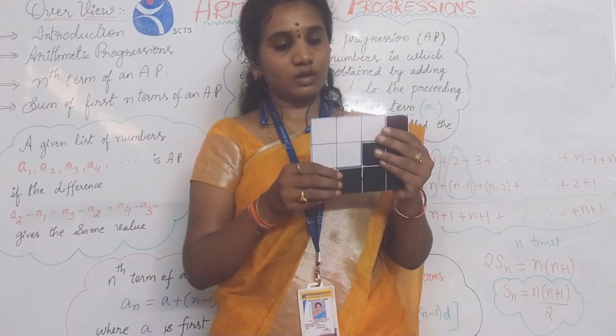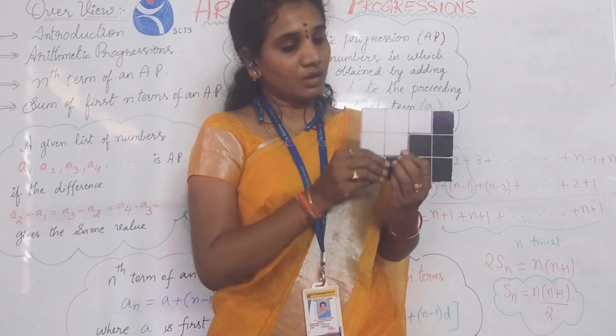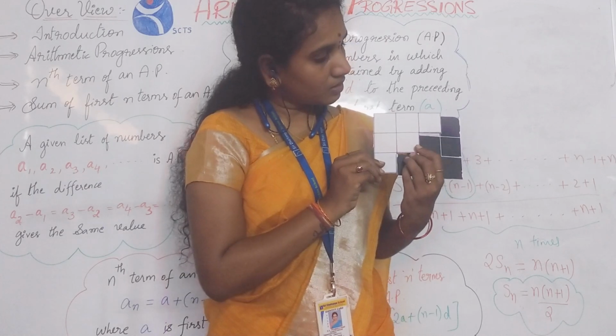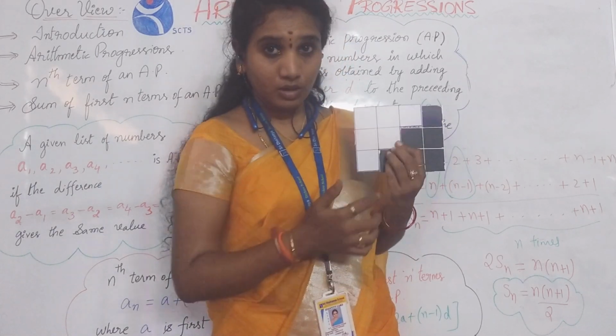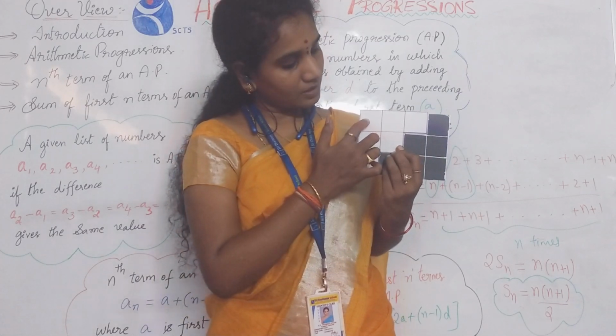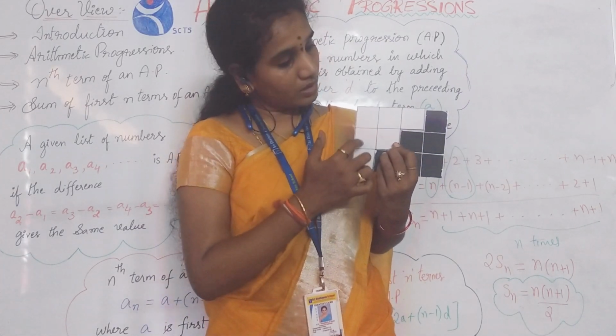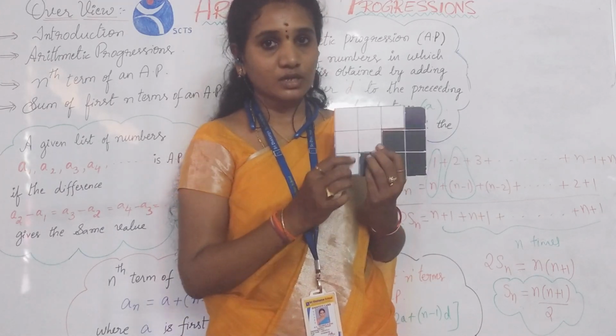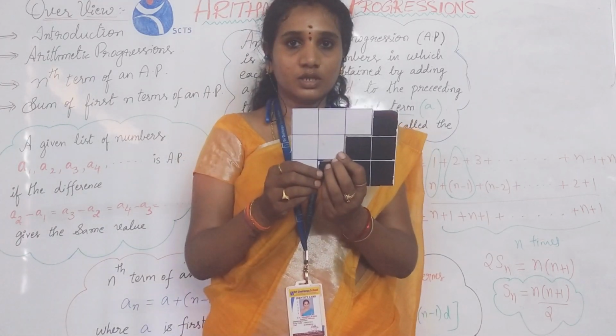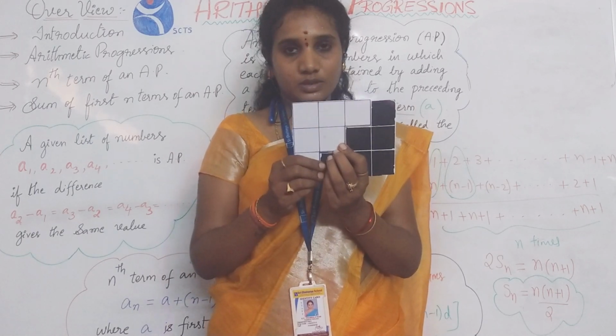Now if you observe, a rectangle is formed with length 4 units. You can count 1, 2, 3, 4. Length is 4 units and breadth is 3 units. So the area of the rectangle formula is length into breadth. So the area of this rectangle is 12 square units.